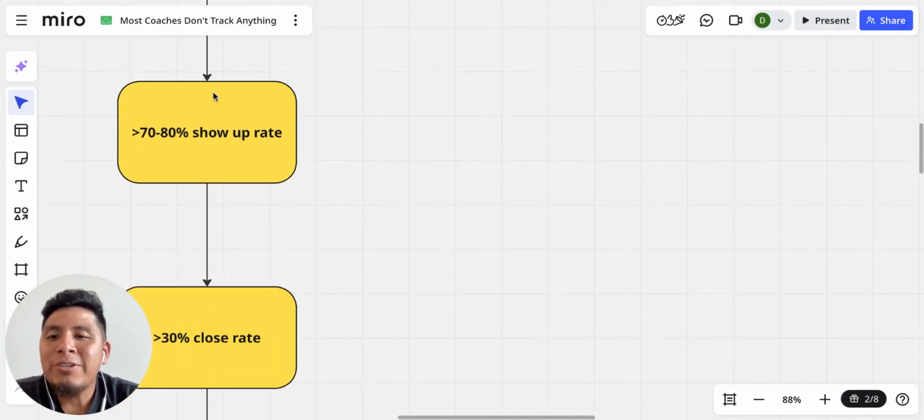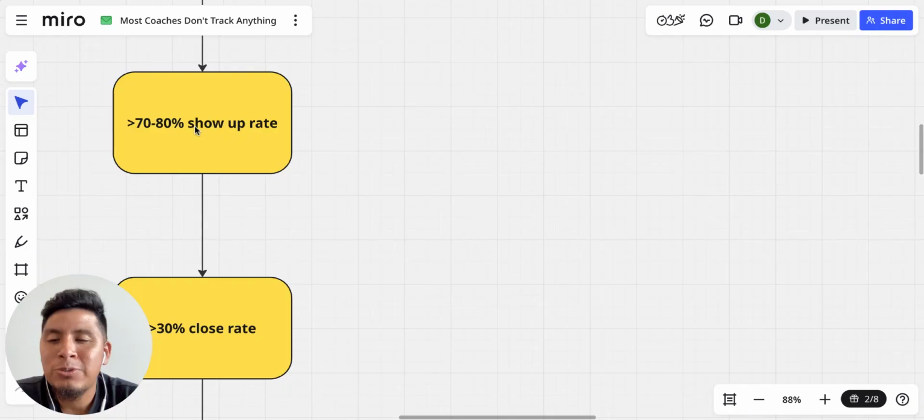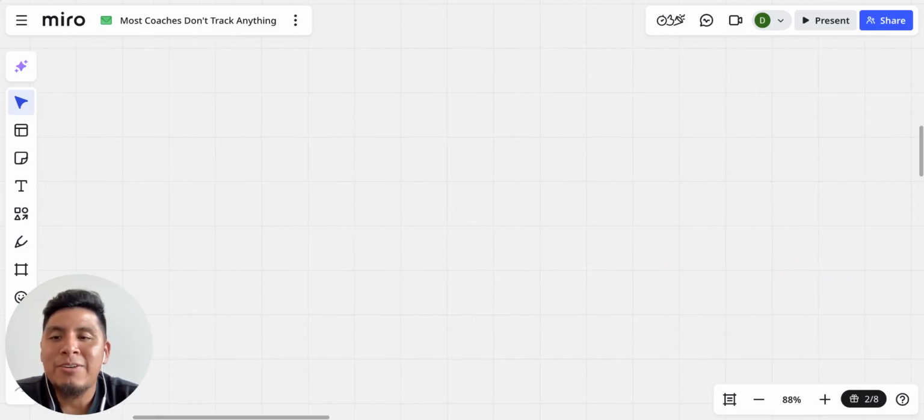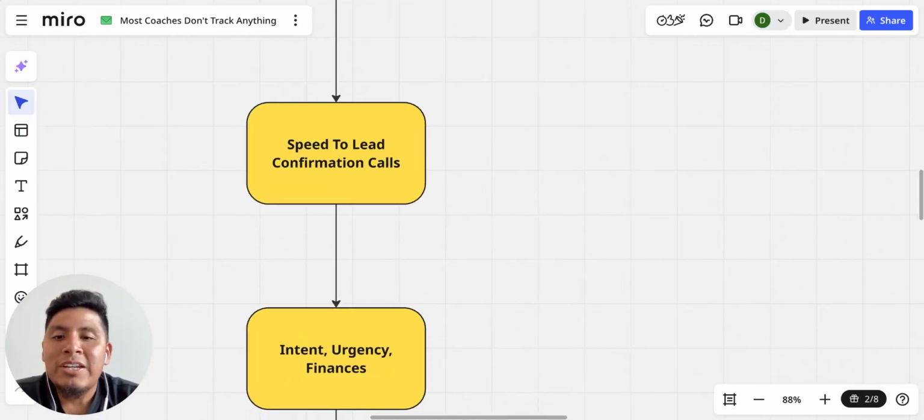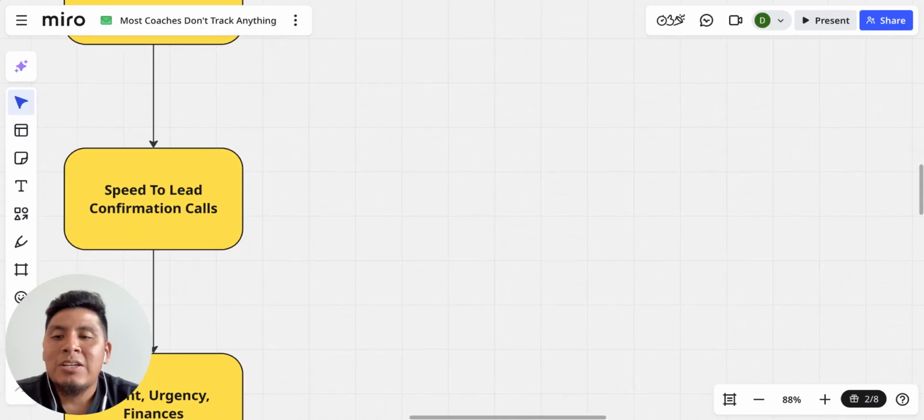So how do we influence this, right? How do we influence making sure that we have a 70 to 80% show up rate? Because that affects the numbers here, right? So the first thing I always say is you want to make sure that you do speed to lead and confirmation calls, right?